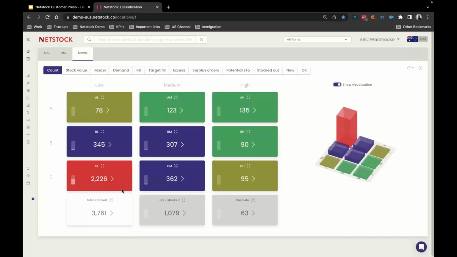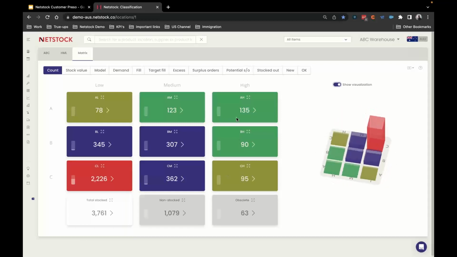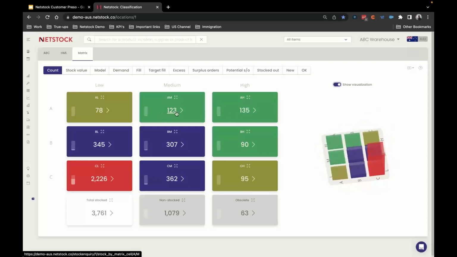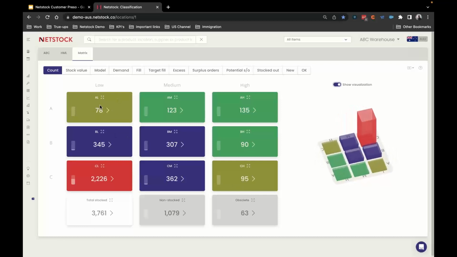And the way that we do that is that we allow the customer to set policies against these blocks. And if an item moves out of this 135 to the 123, or maybe even to this block over here, which is high value, slow moving, like capital items, we will change the way that we purchase that item, or what the target fill rates are for those blocks.